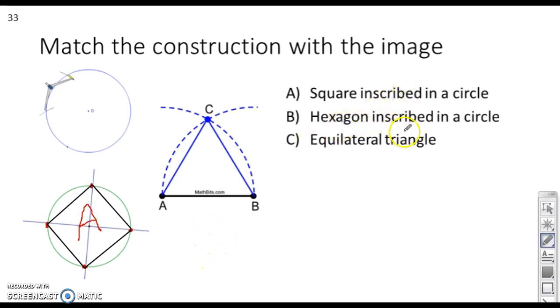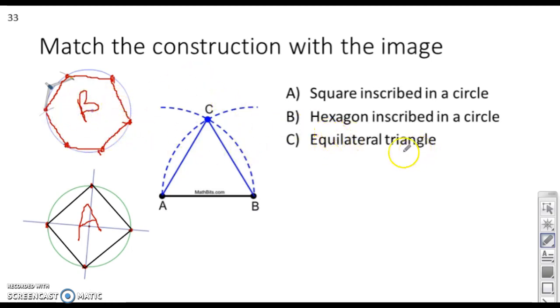The next one says a hexagon inscribed in a circle. If you watch the other videos, we've already talked about this construction, but you basically just keep going around, you keep on marking. This is going to be kind of a rough sketch, but then you get your 6 vertices, and you can draw your hexagon. Ooh, that's not pretty. You get the idea though. All right, so this one would be B.